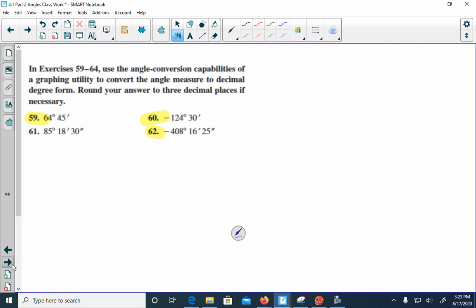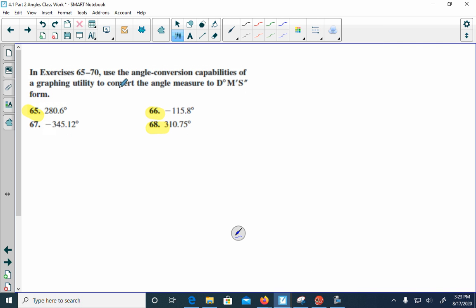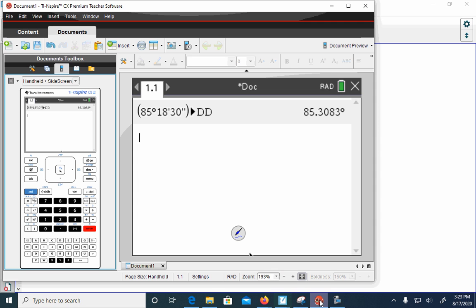And then going on to the next one. This one wants me to convert to degrees, minutes, seconds. Right now I'm in degree decimal. I have that decimal in there, and I want to change it so that it's separated into degrees, minutes, and seconds. So I'm going to get out my calculator again.